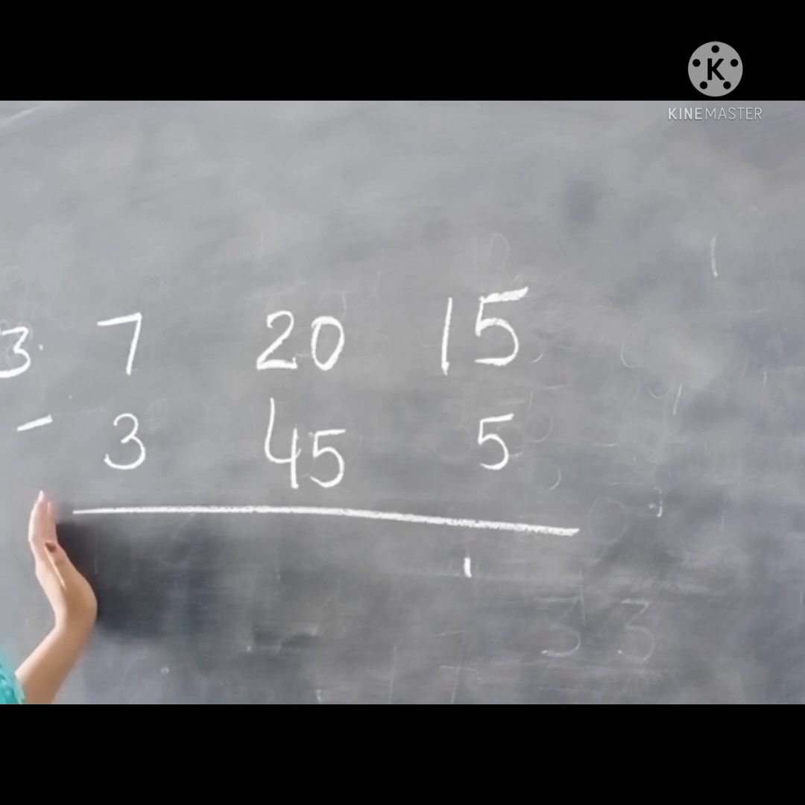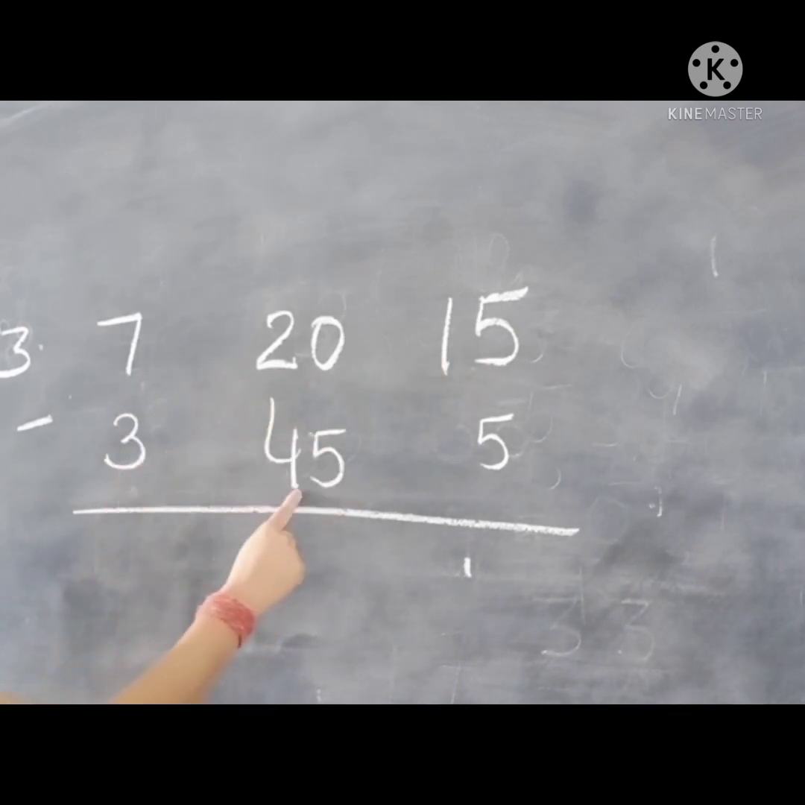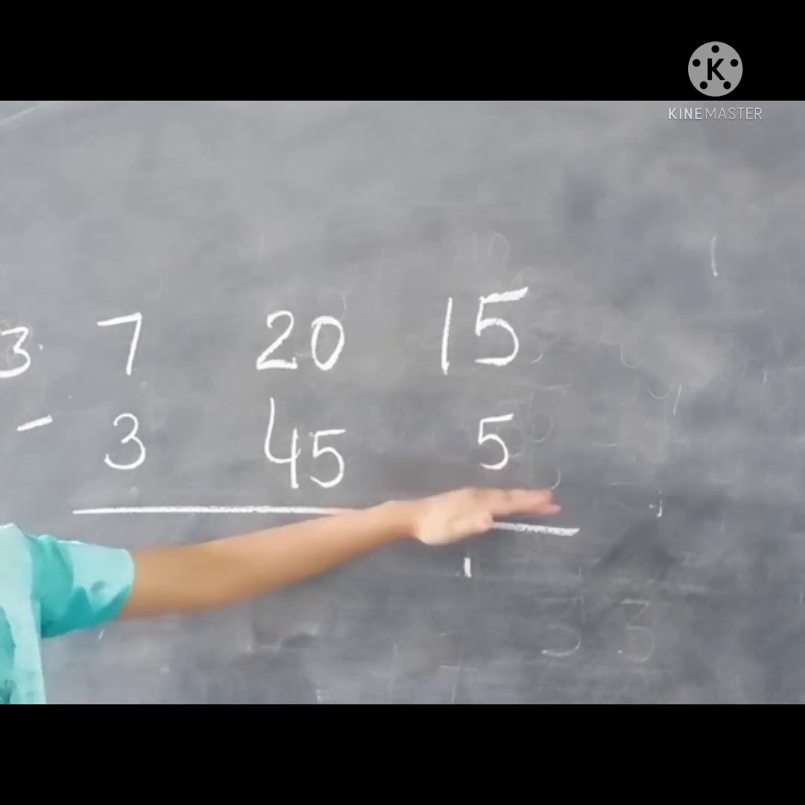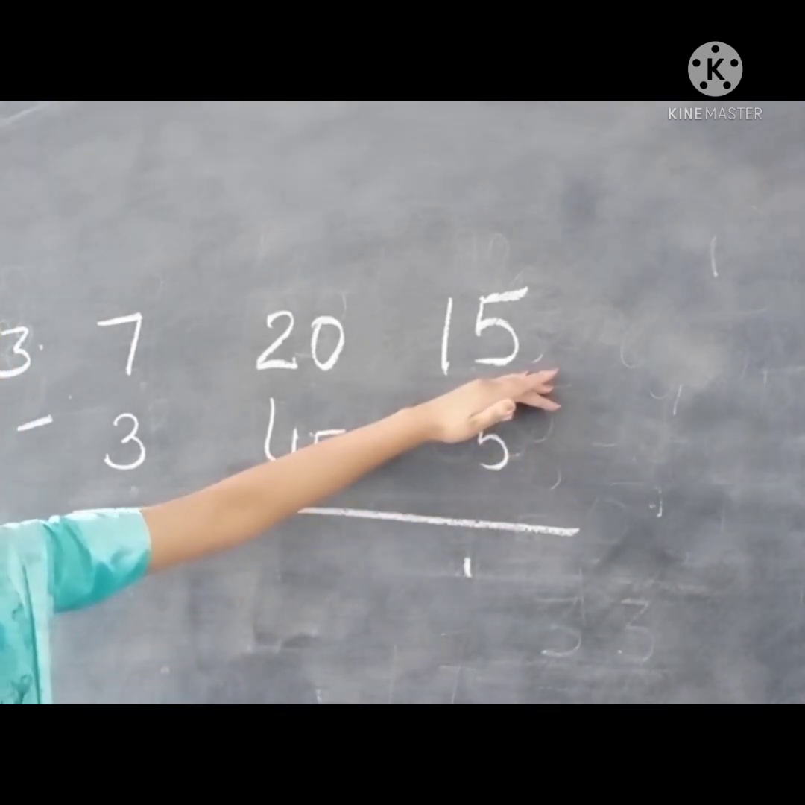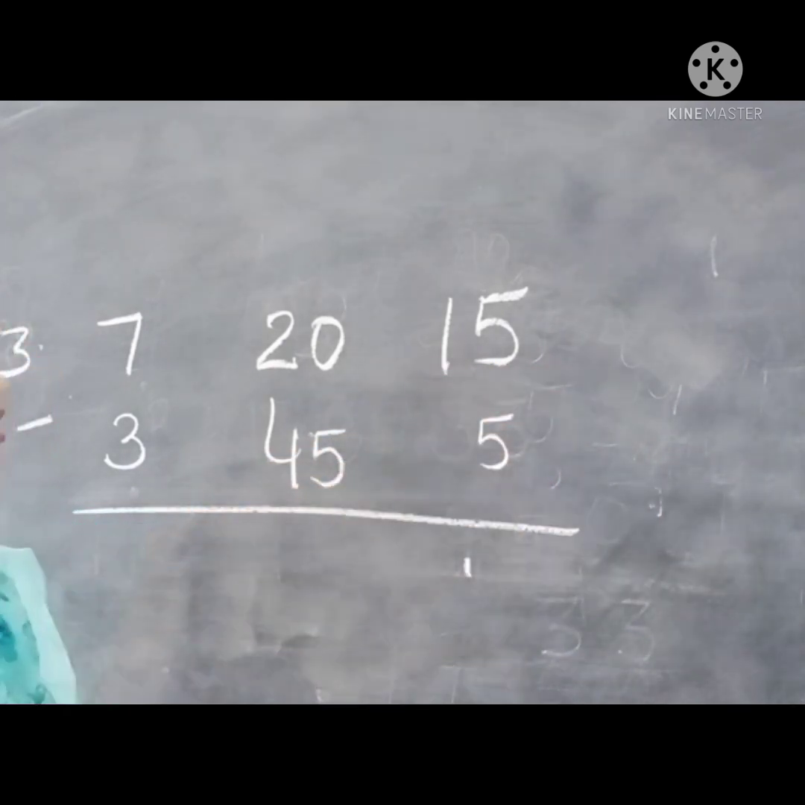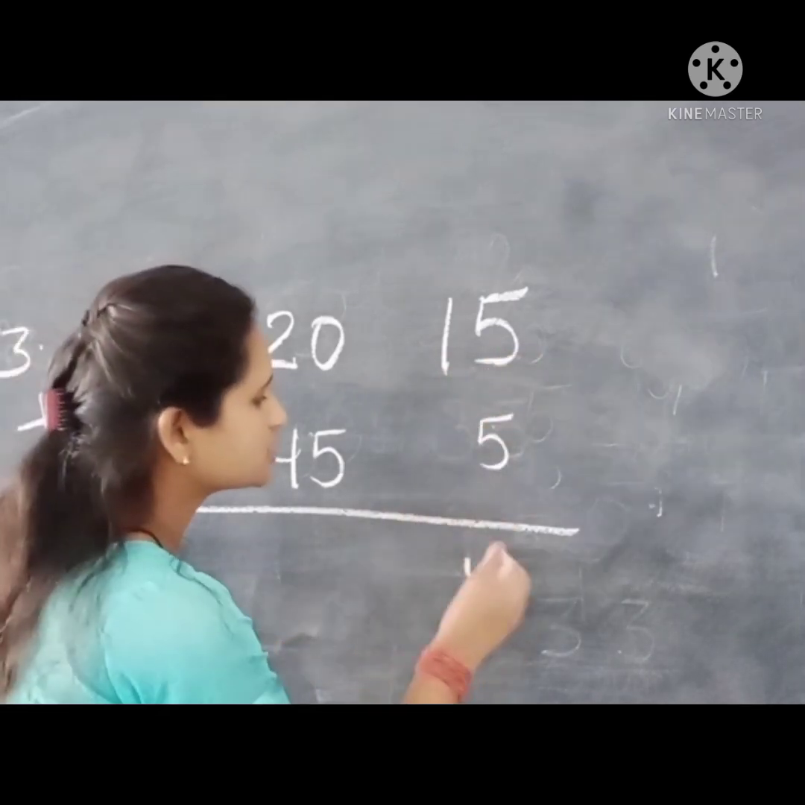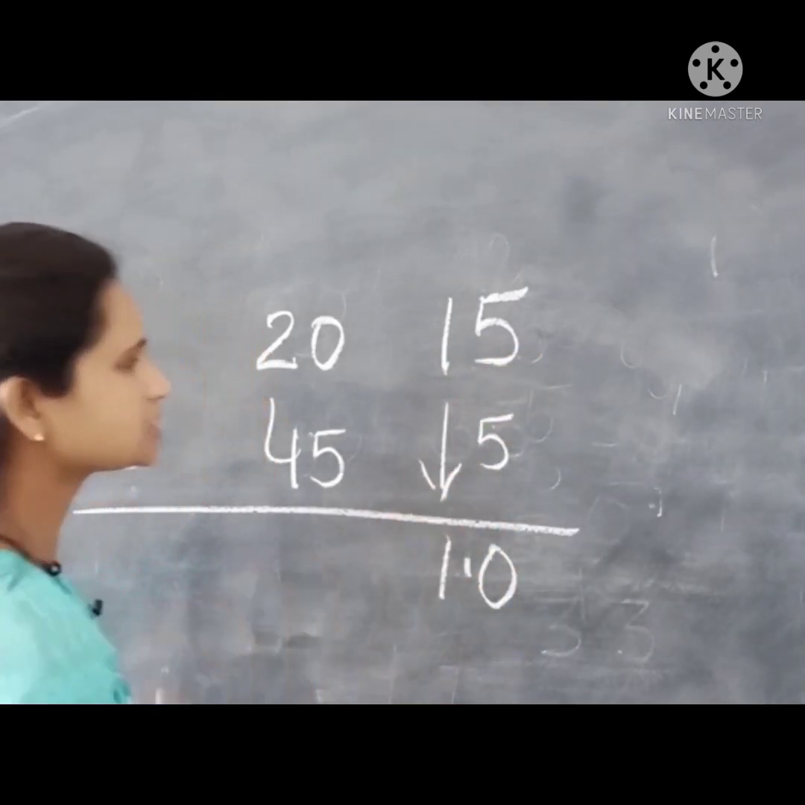Now the third one: 7 hours 20 minutes 15 seconds and 3 hours 45 minutes and 5 seconds. We have to subtract this. Can we subtract 5 from 15? Yes, we can easily subtract 5 from 15 because 15 is the bigger number. So 5 minus 5 is 0, and the 1 will come as it is, so 10.